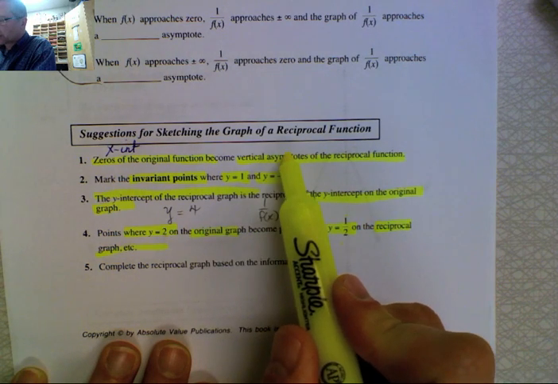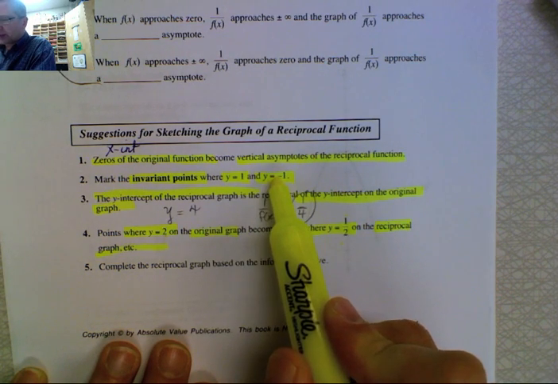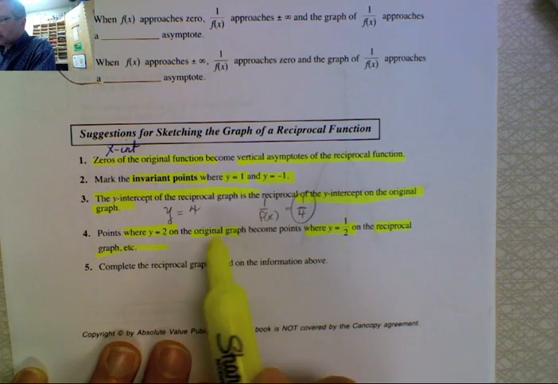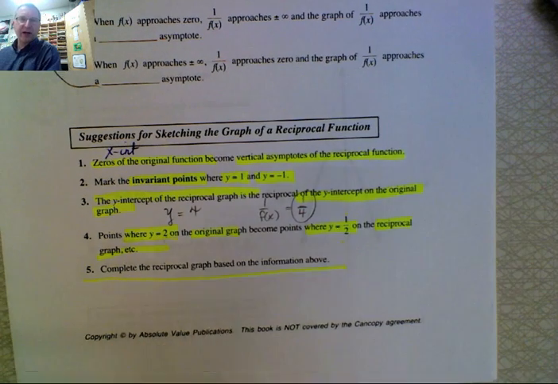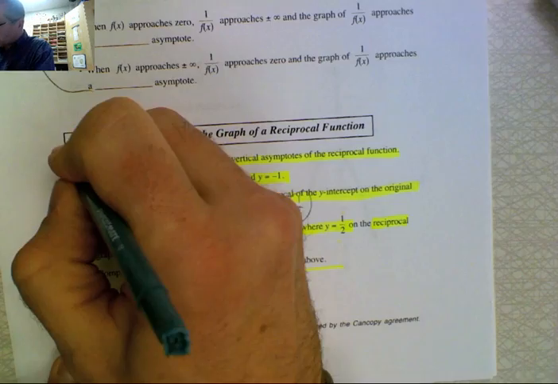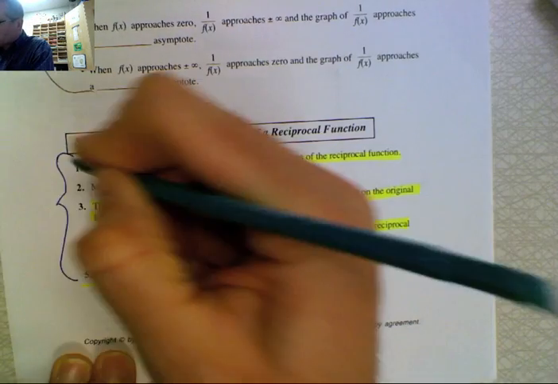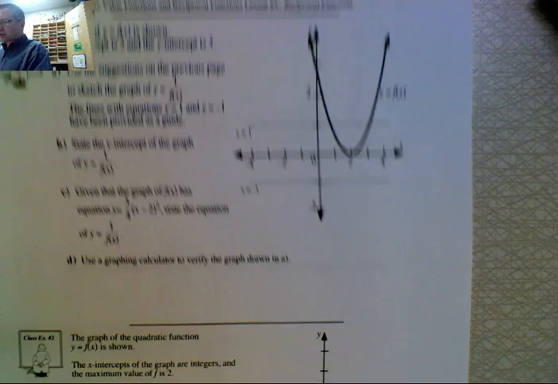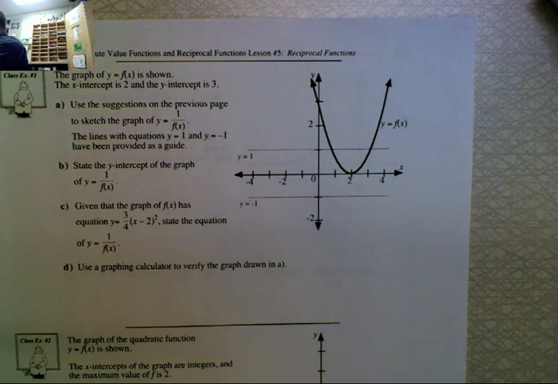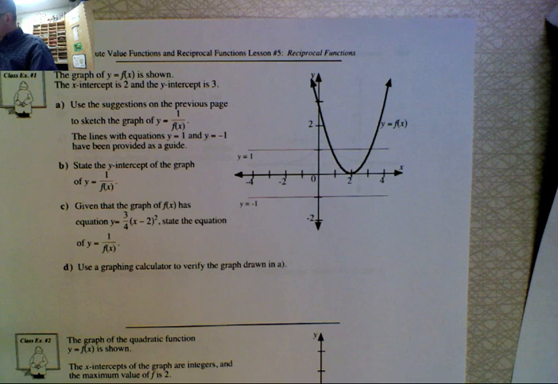Now, if you plot the asymptotes, the invariant points, the y-intercepts, and look at points where y is 2, then you should be able to complete the graph of the reciprocal function that you are given. So basically this is a sequence of steps that helps you determine a sketch of the function. We're going to use that set of steps to help us graph reciprocal functions in this particular case.